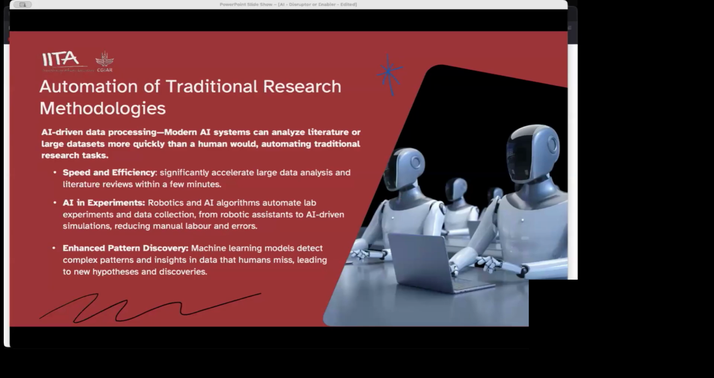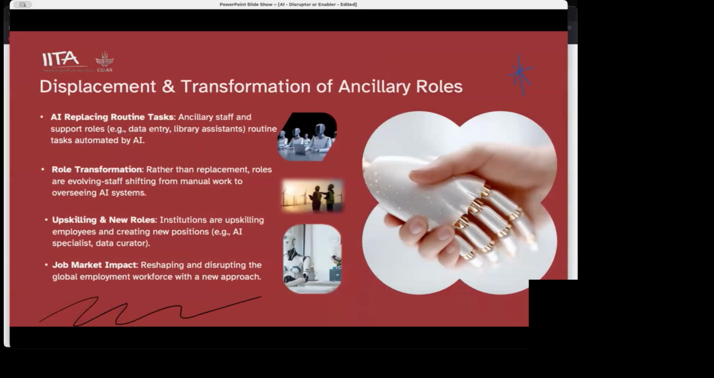So AI can drastically improve research efficiency, but that efficiency also affects the people who support research. So let us look at how AI is also disrupting the ancillary roles: the data managers, the admin staff, the librarians. So basically, the staff who keep the research running smoothly. AI is changing support roles in many research organizations as well. AI isn't just changing what we research, it is changing who does what in our institution. I mean, roles like research assistants, administrative staff, and librarians are being reshaped now by AI. AI is taking over a lot of routine tasks.